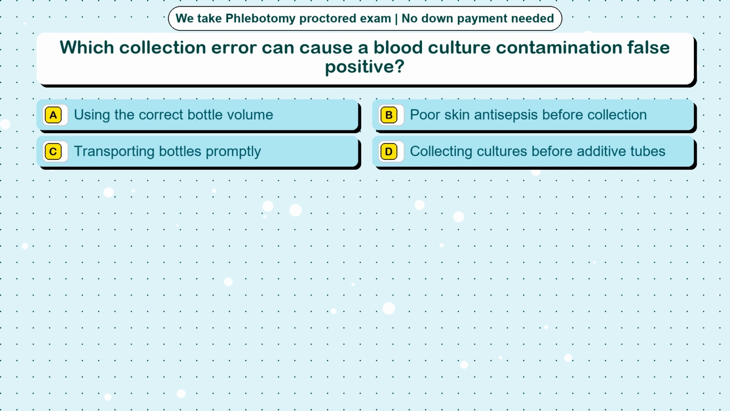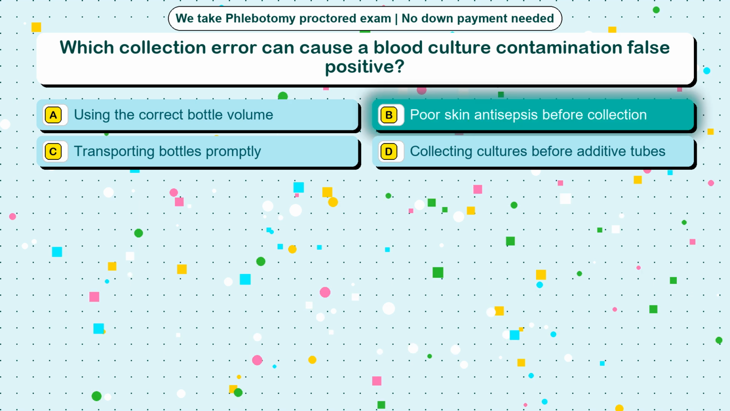Question 97. Which collection error can cause a blood culture contamination false positive? Option A. Using the correct bottle volume. Option B. Poor skin antisepsis before collection. Option C. Transporting bottles promptly. Option D. Collecting cultures before additive tubes.